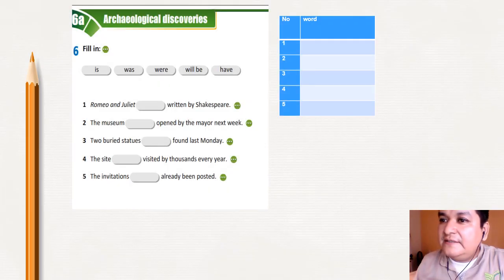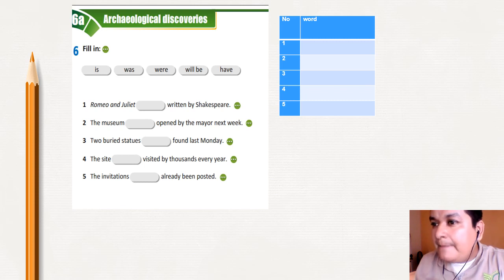Following exercise. Romeo and Juliet, written by Shakespeare. So you have to decide if it's is, was, were, will, or have. Si tienen duda de cuál utilizar, regresen a la explicación anterior y vean que tenemos el presente, el pasado simple, el presente perfecto, el will y al final algún verbo modal, aunque en este caso no hay verbo modal.